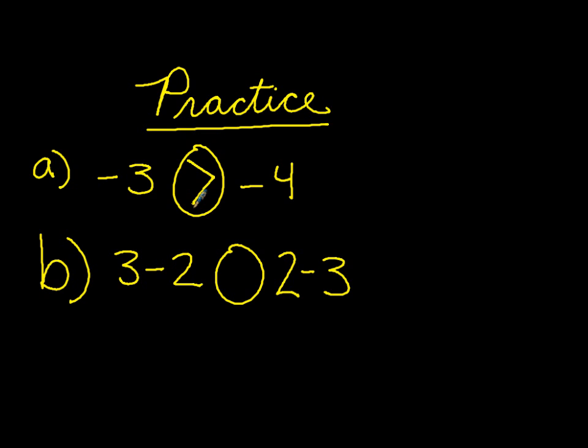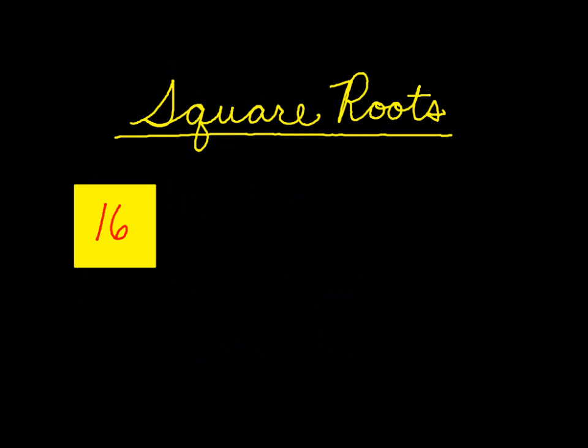3 minus 2 is 1, and 2 minus 3 is negative 1. So after you simplify, you can see that 1 is greater than negative 1. Let's move on to part 2 of our lesson.